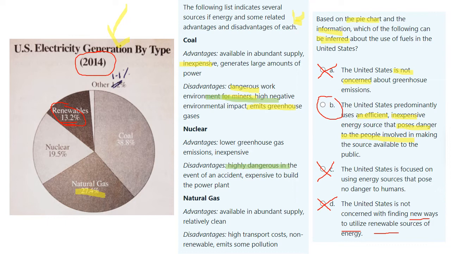Predominantly means mostly. Mostly they use coal. The largest section is coal. Yes. Coal is inexpensive. Yes. Coal poses danger to the people involved in making the source available to the public, a dangerous work environment for the miners. Yes, there is a danger for people who are mining. The people that are mining are the people making it available to the public. So B is the best answer.